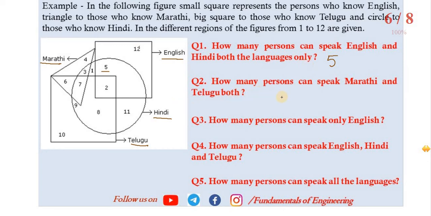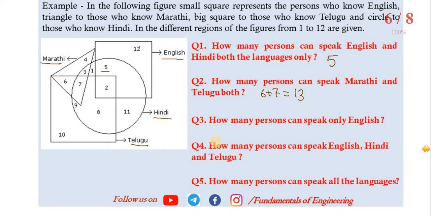Question number 2. How many persons can speak Marathi and Telugu both? Marathi is the triangle, and Telugu is the big square. So 3 will not be there because they do not belong to Telugu. Then 4 will not be there because they do not belong to Telugu. Only the remaining 6 and 7 belong to Marathi and Telugu. So 6 plus 7, 13 persons can speak Marathi and Telugu both.